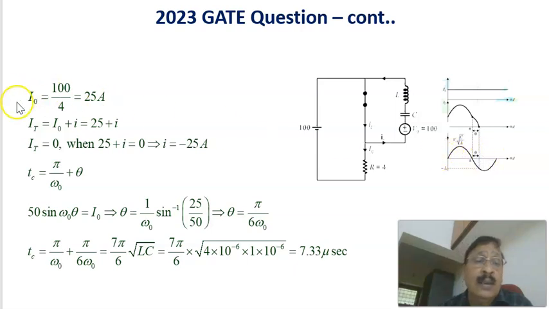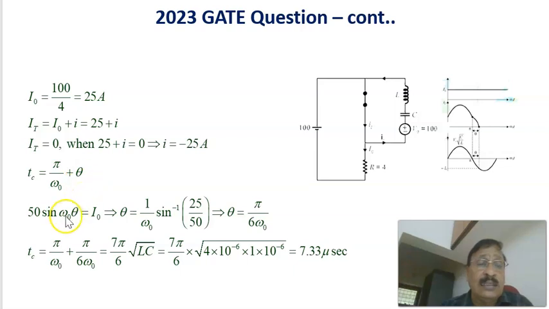What is the duration? I naught equals 100 by 4, which is 25 amperes, and the total current through the thyristor equals this I naught plus this loop current. IT equals 0 once this current is equal to minus 25 amperes. That is, once the current through this path goes to minus 25 amperes, the net current through the SCR is equal to 0. Therefore, the total time is this pi by omega naught plus this angle theta. Now we have to find out this angle theta.